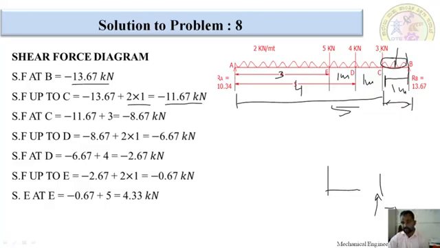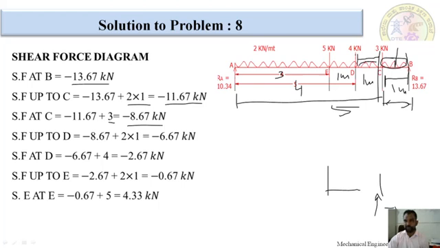Next, I am going to take a section over here. We got 11.67 up to here. This is a downward force, positive 3. After calculating, negative 8.67 kilonewton. At C point we got negative 8.67. Now how much will we get up to D point?